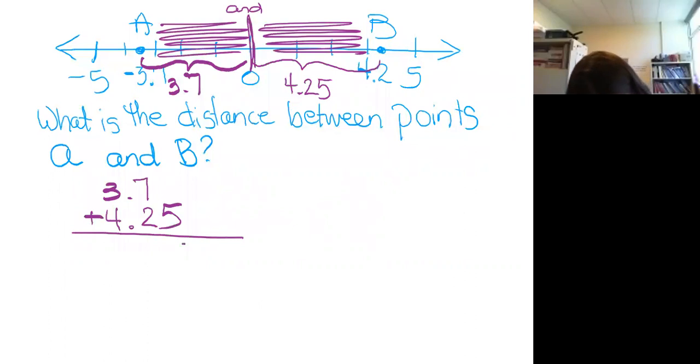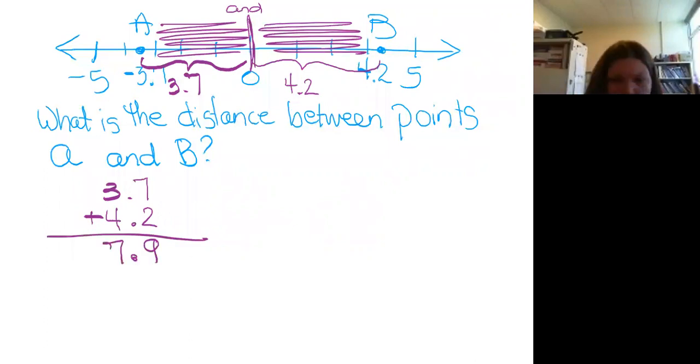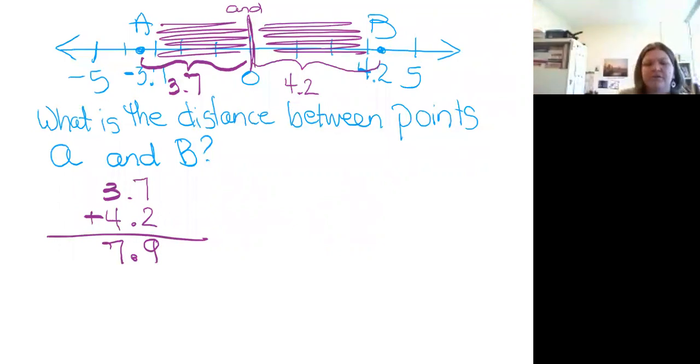Did I really write 4.25? Oh, I see what I did. Can you see what I did? I wrote 4.5 over here. Yeah, that was 4.2. Sorry, I mixed up my 4.2 with my 5. But anyway, 3.7 and 4.2 will give me 7.9. And I can see the distance between the two is 7.9. Yeah, you had it long before I did.